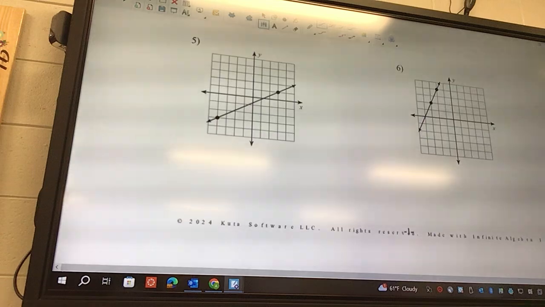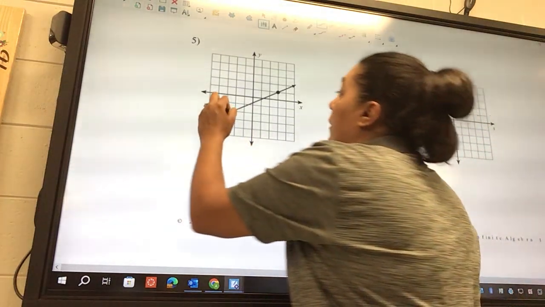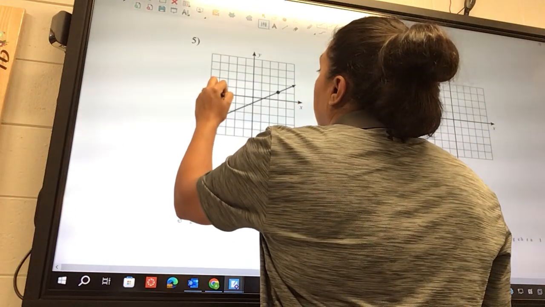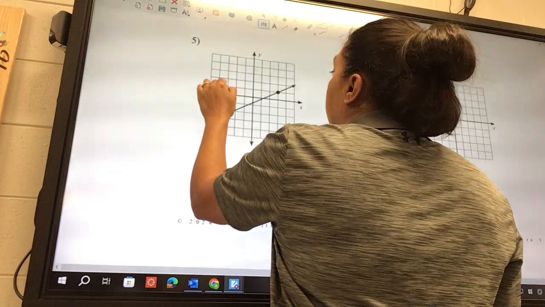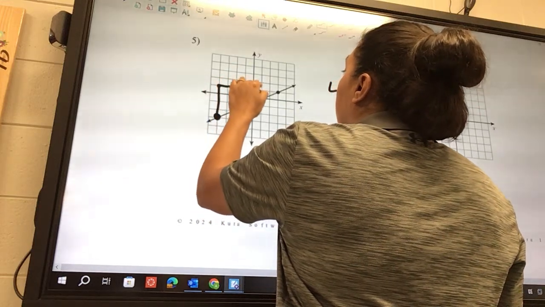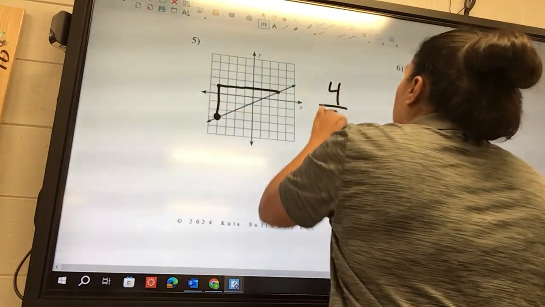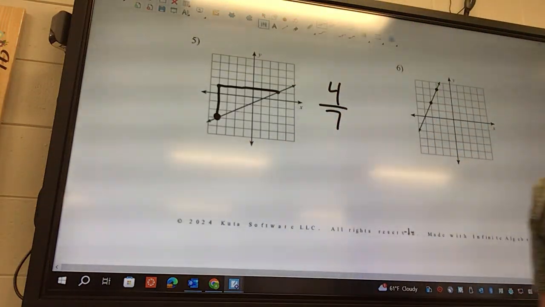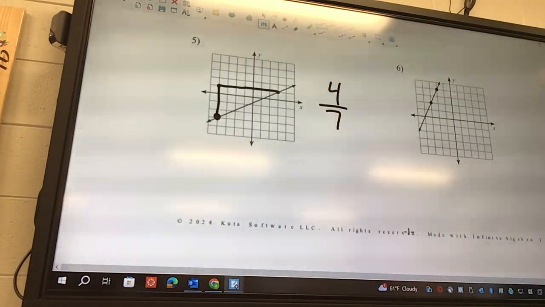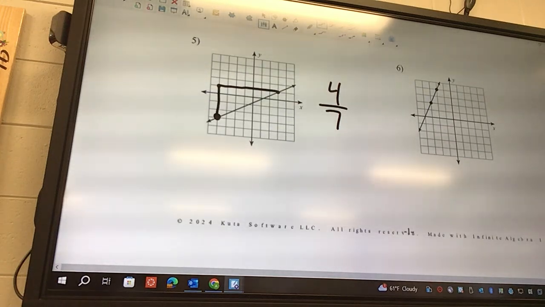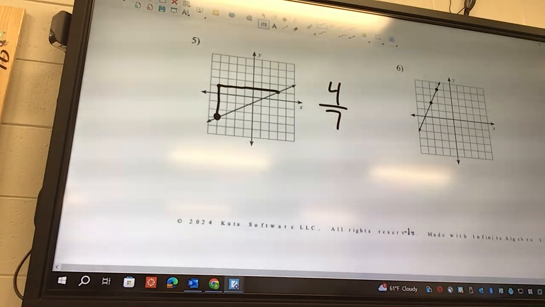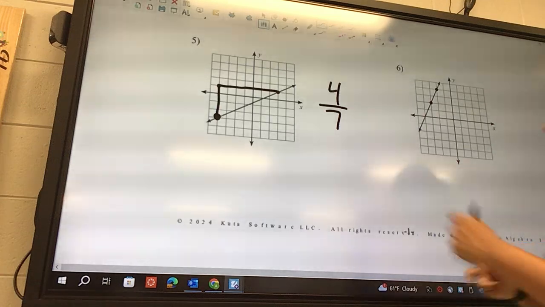Okay, number 5. How much do we rise? How much do we go up? 1, 2, 3, 4. We're going to rise 4. How much do we run? 1, 2, 3, 4, 5, 6, 7. Okay. Does that fraction reduce? It does not. And if you're not sure, I will show you how to do them on the calculator. So that one does not reduce. And then is that a positive or a negative line? It is a positive line.